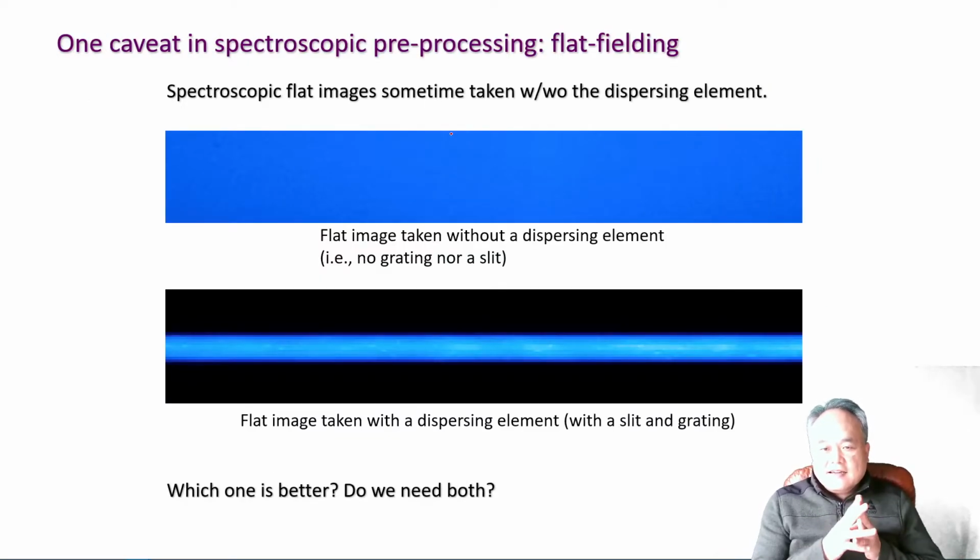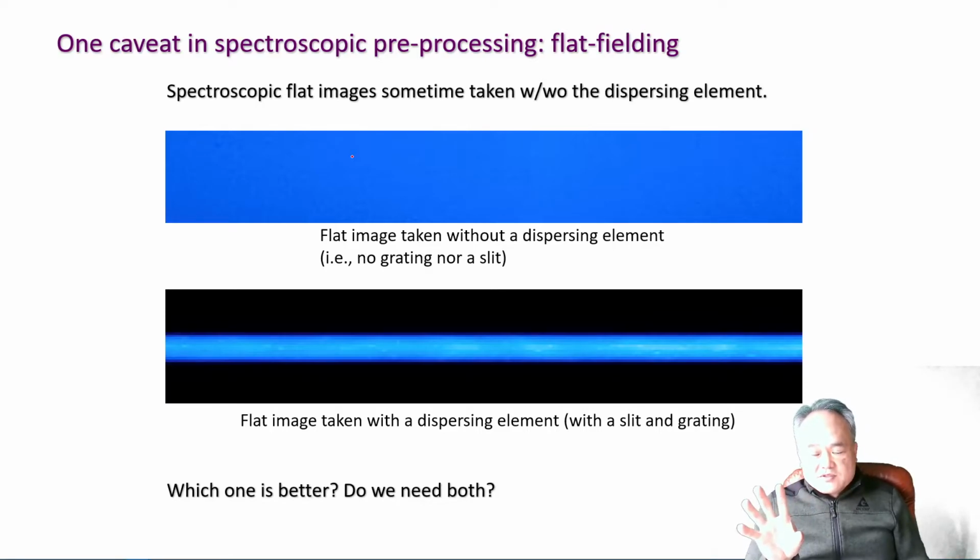Then lastly, in the spectroscopic data reduction, there are two kinds of flats that one can think of. One is the flat, the calibration images taken without any dispersion element nor a slit. If you take the flat images in such a case, this is exactly the same as the imaging mode flat. In this case, we are just focusing on the pixel to pixel sensitivity variation, right?